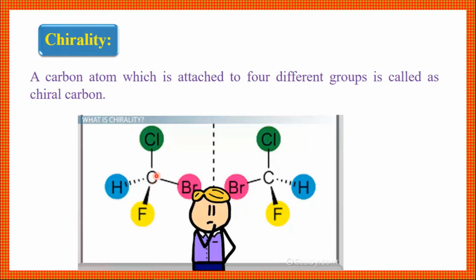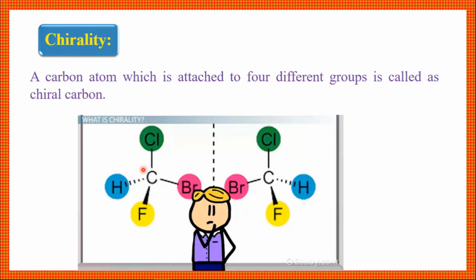And the example is this carbon, and it is denoted by a star. So this carbon is a chiral carbon because it is attached to four different groups: chlorine, bromine, fluorine, and hydrogen. These are all four different groups attached to this carbon. That's why this carbon is called a chiral carbon.